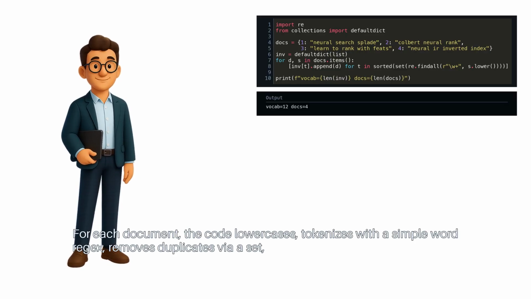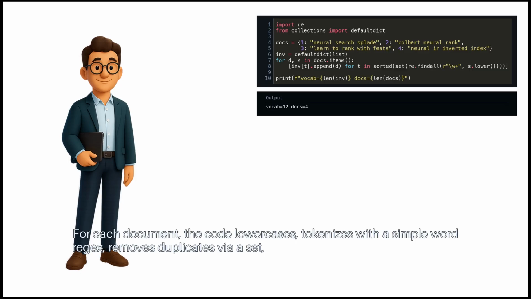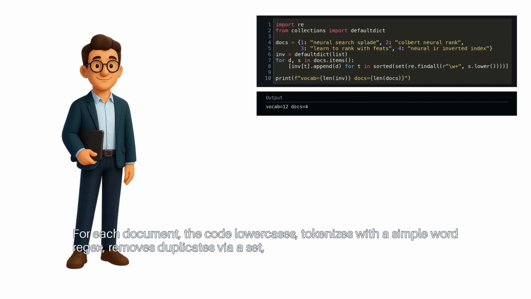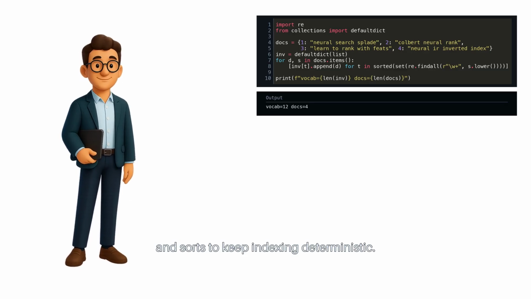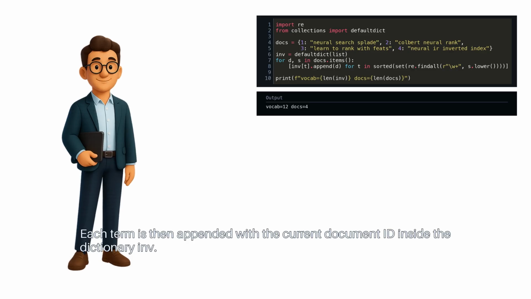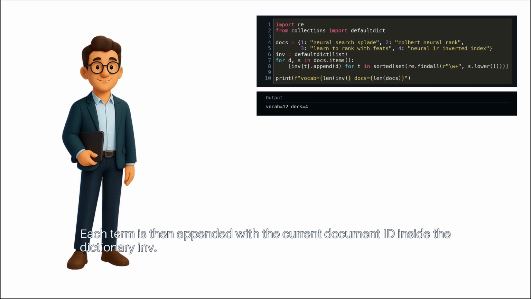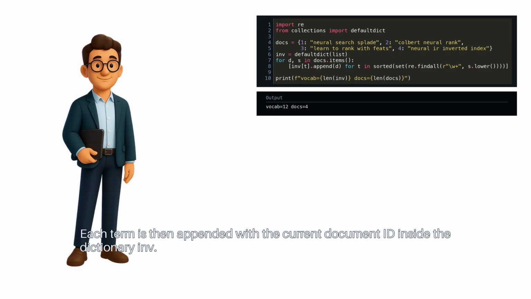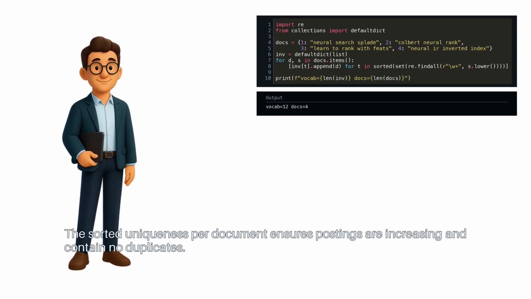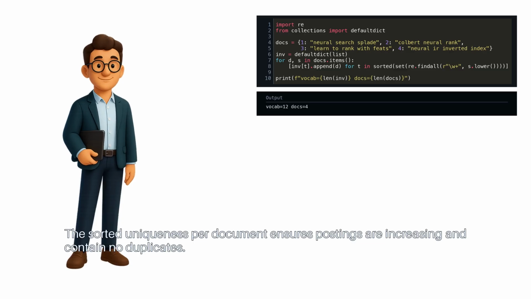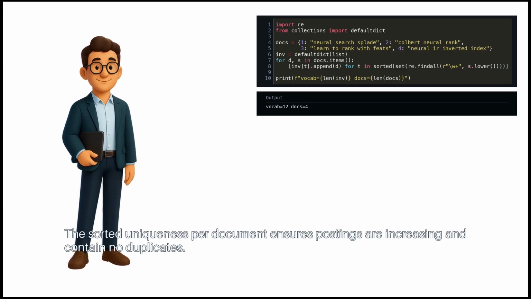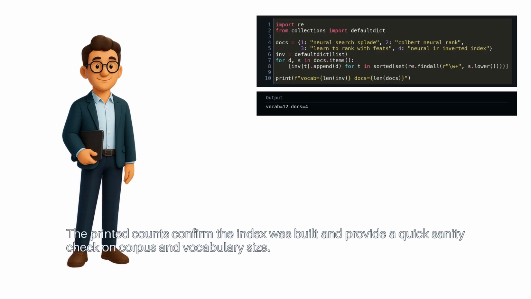For each document, the code lowercases, tokenizes with a simple word regex, removes duplicates via a set, and sorts to keep indexing deterministic. Each term is then appended with the current document ID inside the dictionary inv. The sorted uniqueness per document ensures postings are increasing and contain no duplicates. The printed counts confirm the index was built and provide a quick sanity check on corpus and vocabulary size.